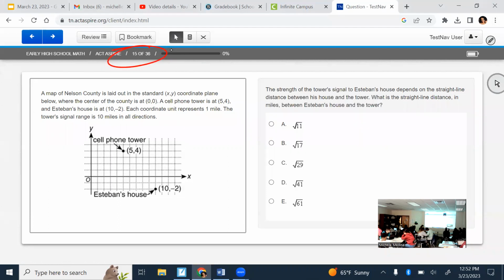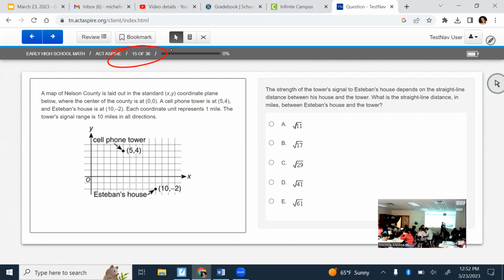So, FYI. All right, we have a map of Nelson County laid out in the standard XY coordinate plane below, where the center of the county is at 0, 0, a cell phone tower is at 5, 4, and Esteban's house is at 10, -2. Each coordinate unit represents 1 mile. The tower signal range is 10 miles in all directions. That's the same setup for a few of the questions.